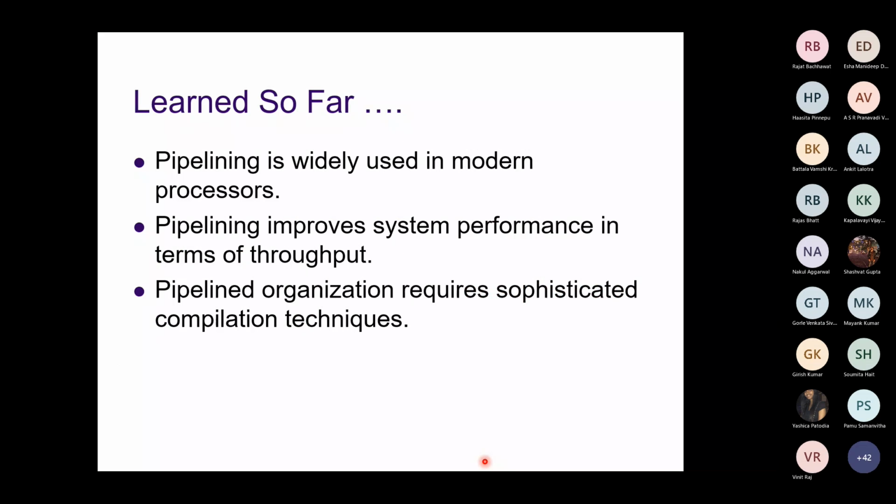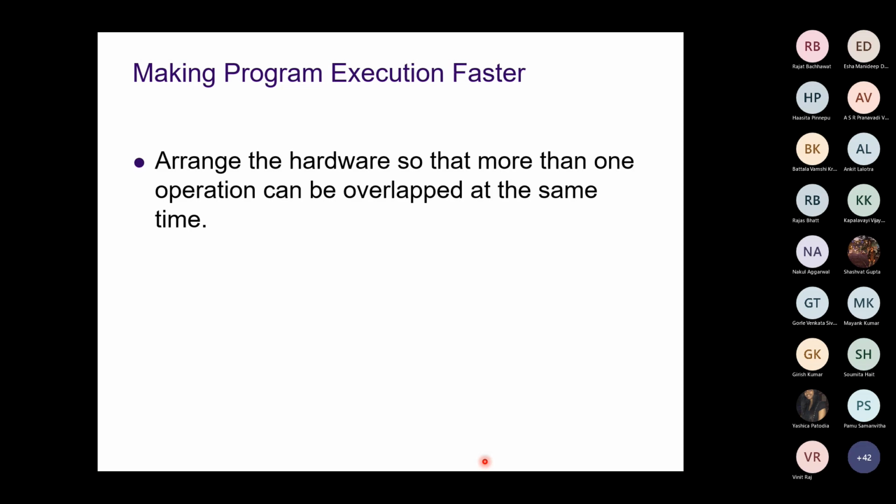So what you have learned so far, one thing to note is that single cycle implementation is infeasible, and pipelining is widely used in modern processors. It improves system performance in terms of throughput, but it does not reduce the latency. It does not speed up an individual instruction. It speeds up only the collective set of instructions. And it needs more complicated, more sophisticated compilation techniques and so on.